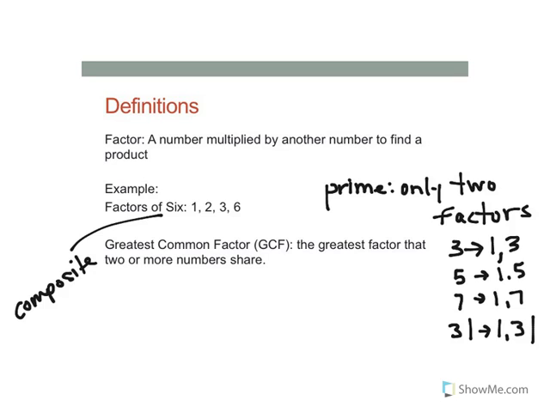The greatest common factor, also referred to as the GCF, which you'll probably see me refer to most often, so please remember both of these, is the greatest factor that 2 or more numbers share. You'll see those in the examples coming up.